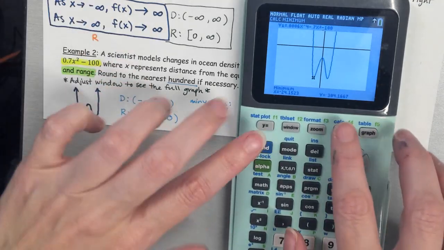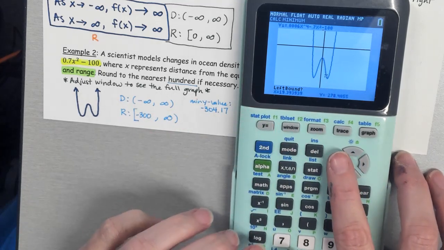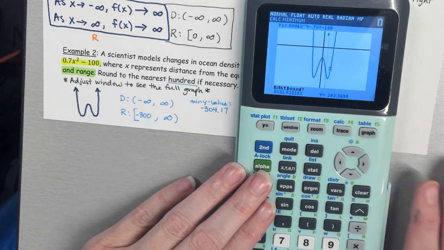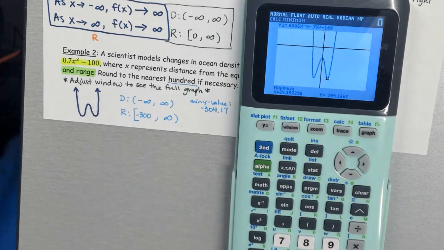Okay, and then if you did the minimum value on the other side, you can see these are symmetric. Okay, it doesn't matter which one you find the minimum for. Okay, it's going to round to that negative 300.